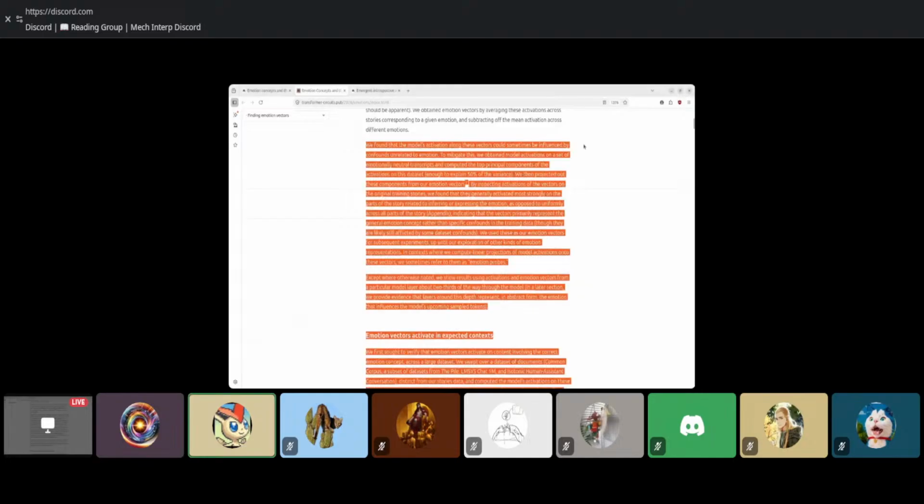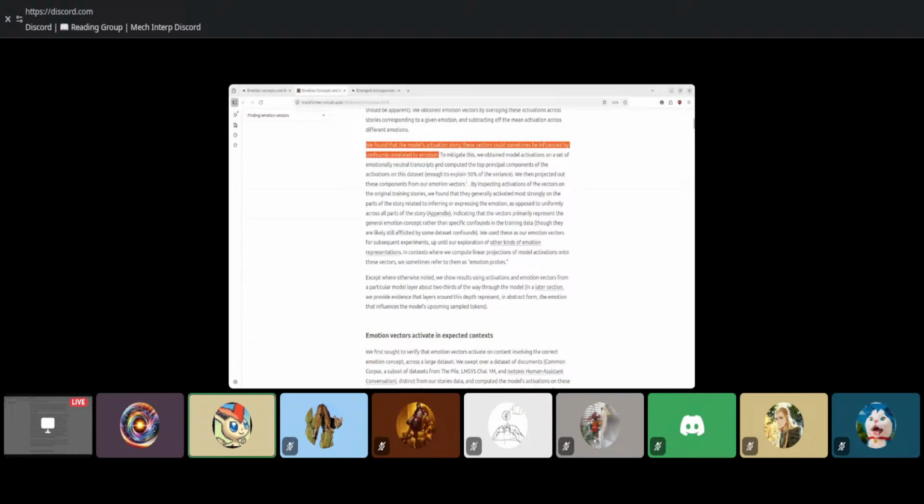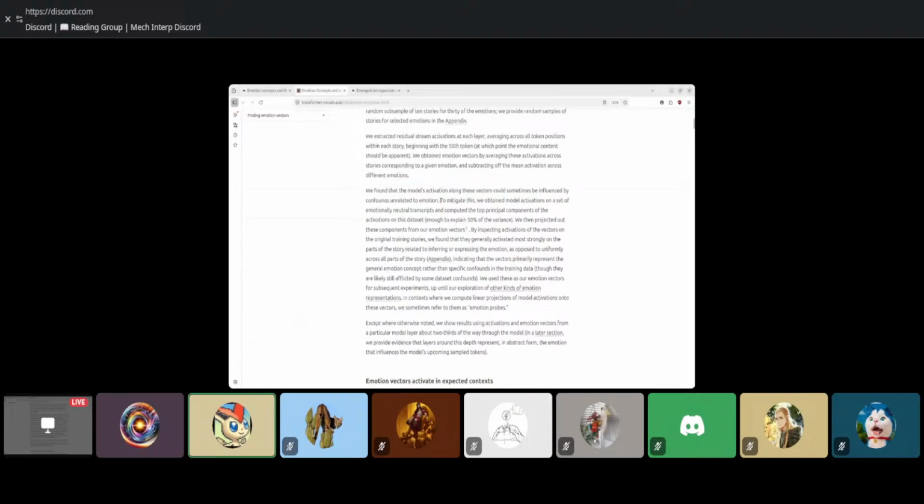One of the most divisions could become found and related to emotion. Oh yeah, that's a thing we were talking about earlier. To mitigate this, we obtain model activations on a set of emotionally neutral transcripts and compute the top principal components of the activations. Yeah, I think this helps a bit. This doesn't help with confounders that are correlated with the emotion. But I guess you could try to fix that by telling Claude to make more varied stories or whatever. But yeah, that's harder to do. Then they project out the components for emotion vectors.